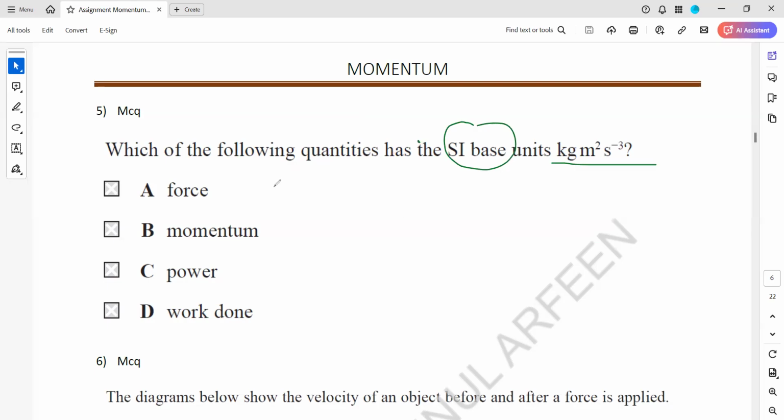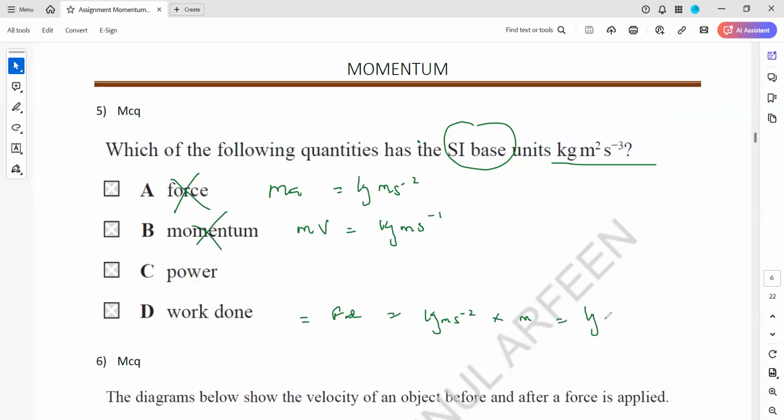When we check the force, F equals MA. This will be kilogram and acceleration is meter second raised to power minus 2. No. When we talk about momentum, the product of mass and velocity, so kilogram meter second to the minus 1, no. When we talk about work, force times distance, force is Newton or kilogram meter second raised to power minus 2, and the distance is meter. So this will be kilogram meter square second raised to power minus 2. So that's not it, it's power actually, so C will be the right answer.